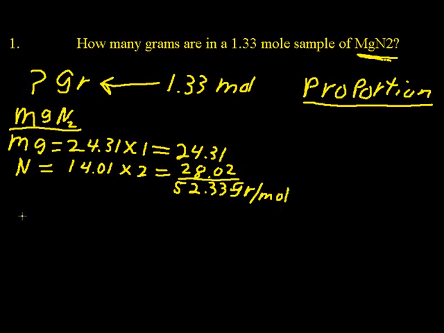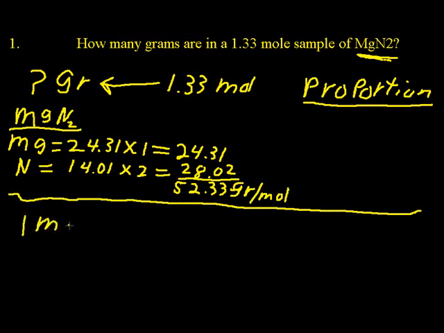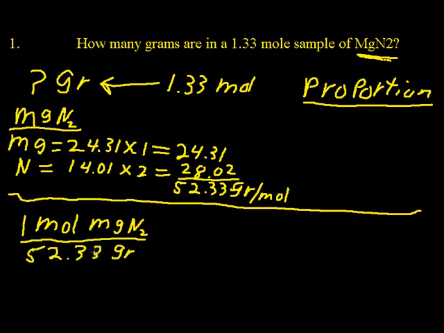Now we can solve the proportion. So we'll draw a little squiggly here, say right. I write the proportion that 1 mole of MgN2 is the same as 52.33 grams. Now I could have written this as 52.33 grams on top and put the 1 mole on the bottom, so the ratio works either direction.